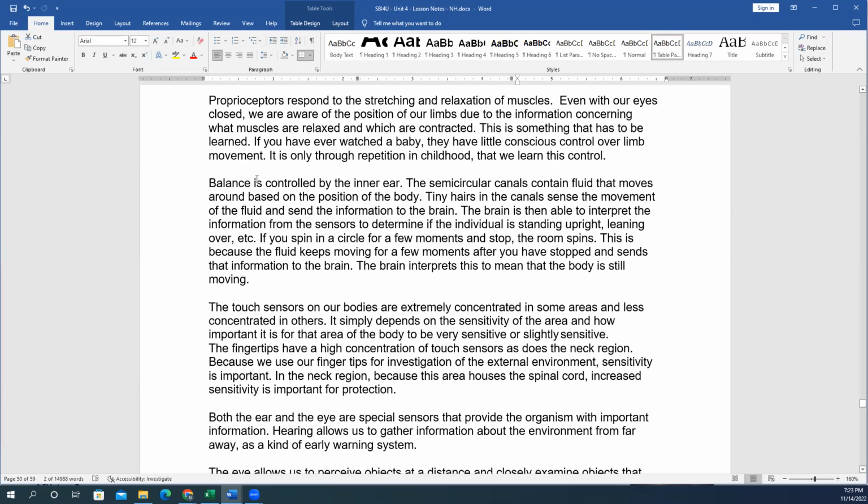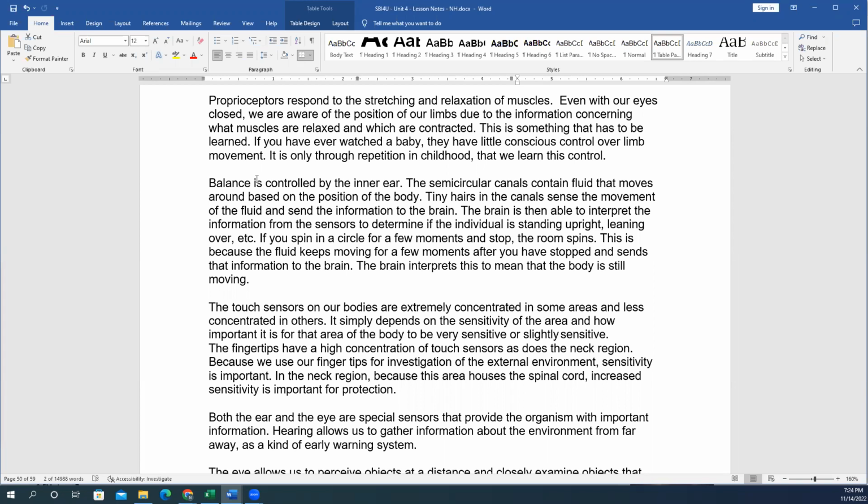Our sense of balance is something that's controlled by our inner ear. In our inner ear, we have these semicircular canals that contain fluid that moves around based on the position of our body. And within them, there are these tiny hairs that are able to sense the movement of the fluid inside the canal and send that information to the brain. And then the brain is able to interpret that information from the sensors to determine if the individual is standing upright or leaning over, for example.